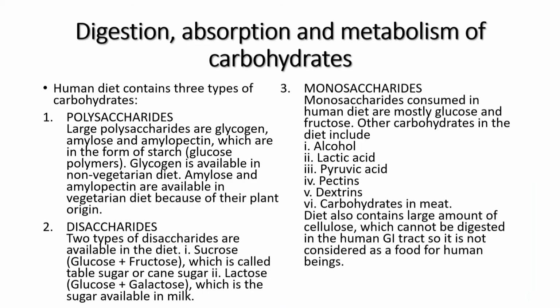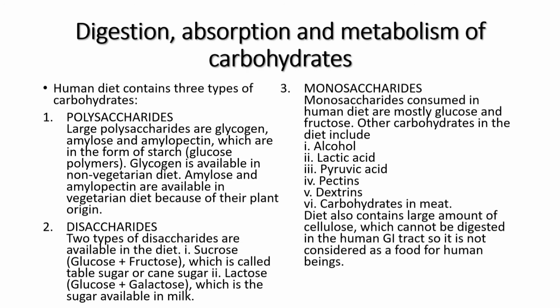Digestion, absorption, and metabolism of carbohydrates. Human diet contains 3 types of carbohydrates. Polysaccharides. Large polysaccharides are glycogen, amylose and amylopectin, which are in the form of starch, glucose polymers. Glycogen is available in non-vegetarian diet. Amylose and amylopectin are available in vegetarian diet because of their plant origin.